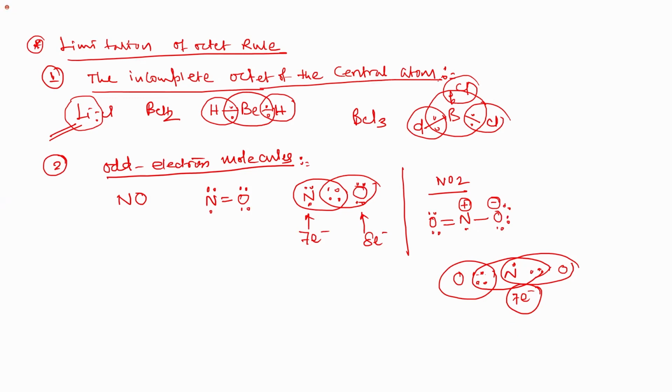So in these 2 examples, you can see that in the valence shell the odd electrons are present, not the 8 electrons, not the even electrons. Okay, so after that also it exists. So this is one type of limitation of the octet rule. Then another limitation of the octet rule is the expanded octet. Expanded octet means that there will be a number of electrons greater than 8 electrons.